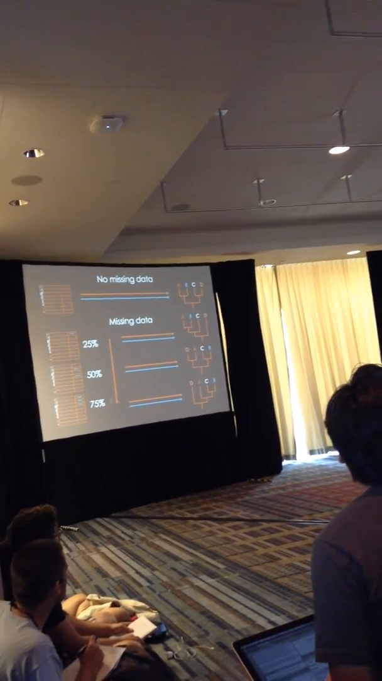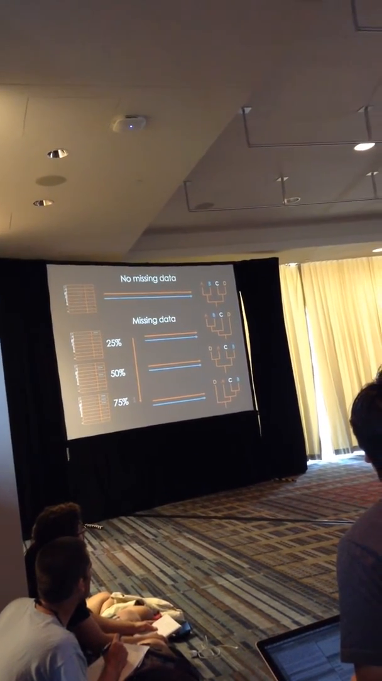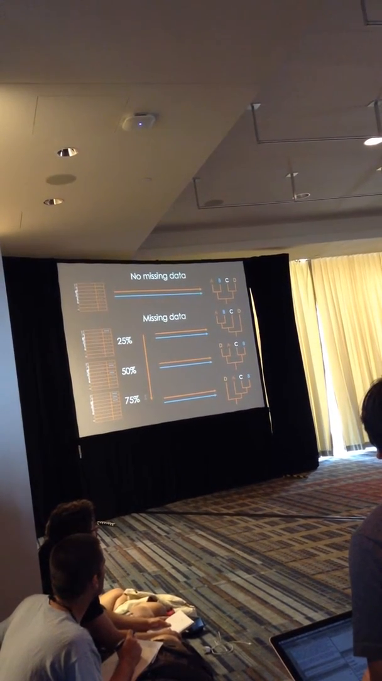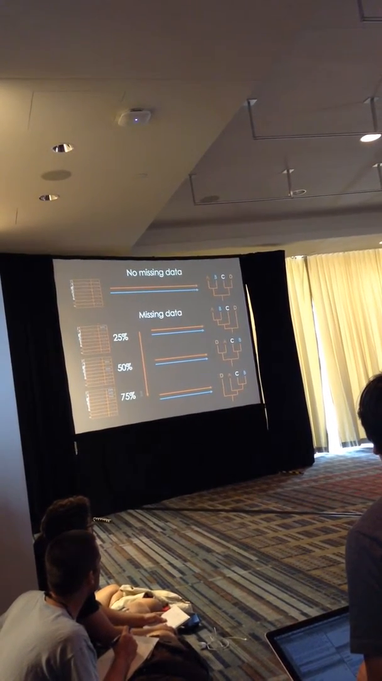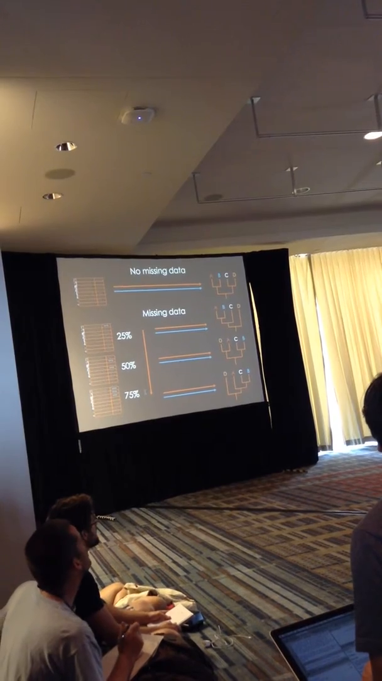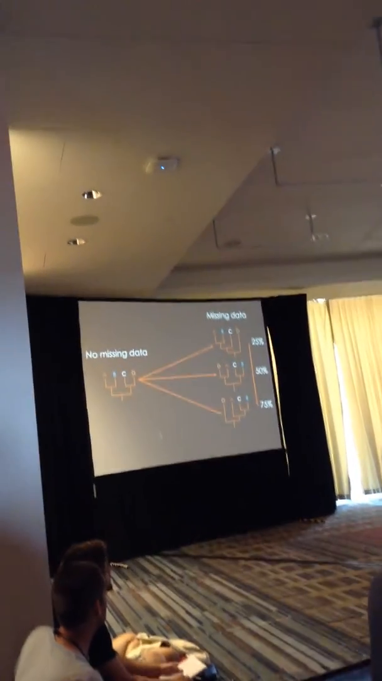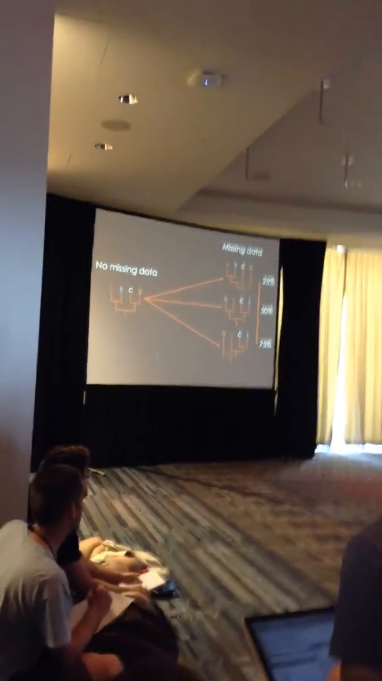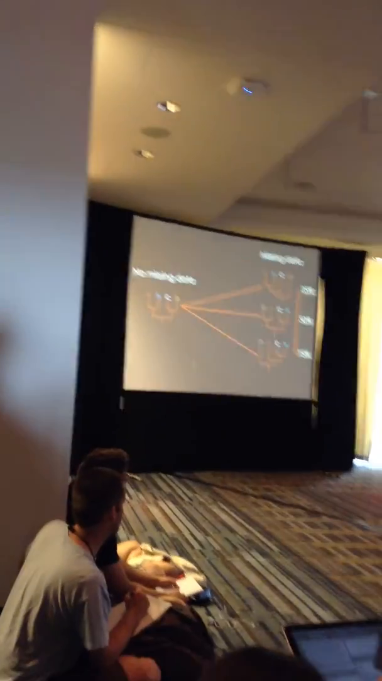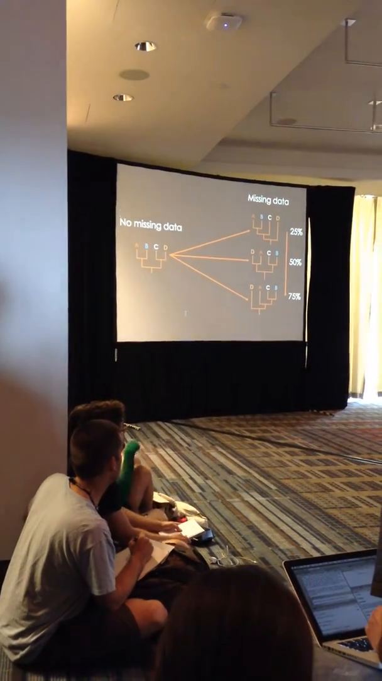So all that resulted in one tree with no missing data, and then my trees with missing data. Again, as I told you, I'm interested here in comparing only the topology. So what I did, I took my tree with no missing data and I compared it to the trees with missing data.